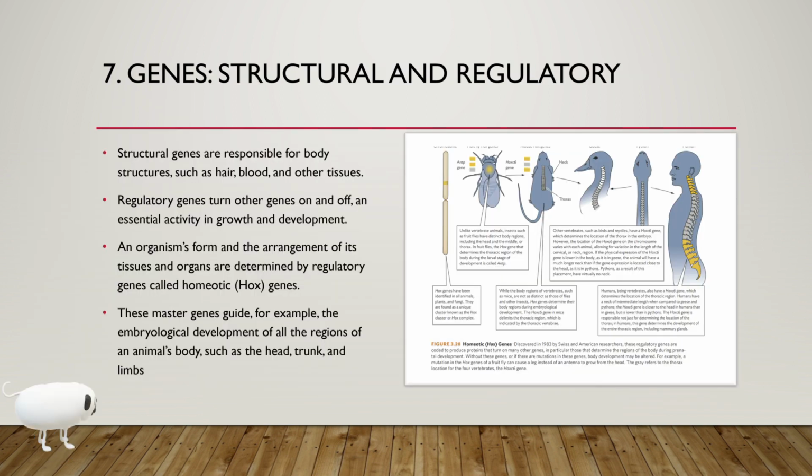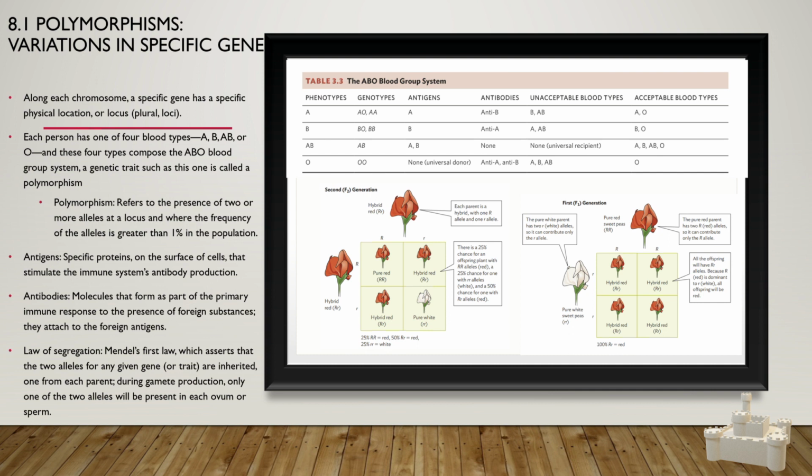Number 7 is genes, structural and regulatory. Structural genes are responsible for body structures, such as hair, blood, and other tissues. Regulatory genes turn other genes on and off, an essential activity in growth and development. An organism's form and the arrangement of its tissues and organs are determined by regulatory genes called homeotic, HOX, genes. These master genes guide, for example, the embryological development of all the regions of an animal's body, such as the head, trunk, and limbs.